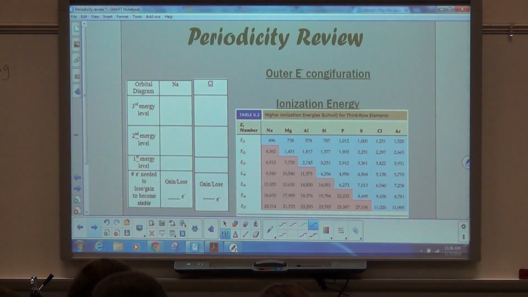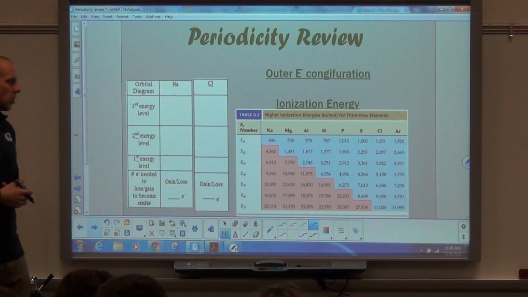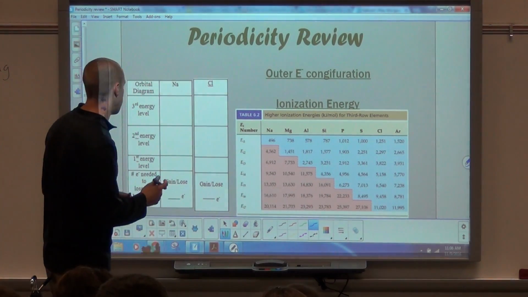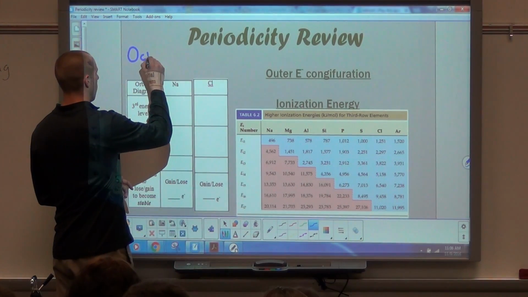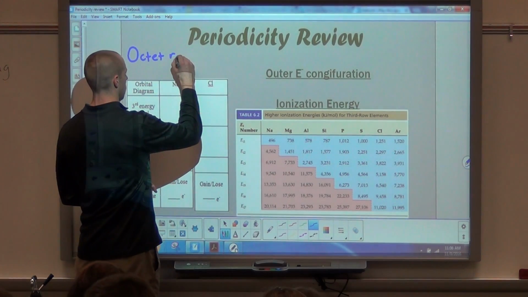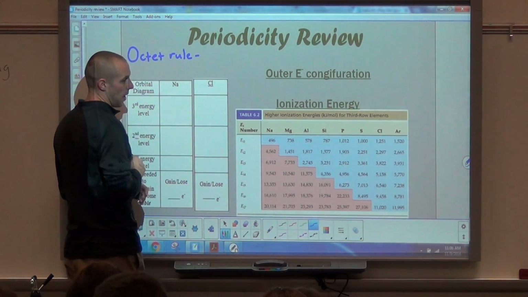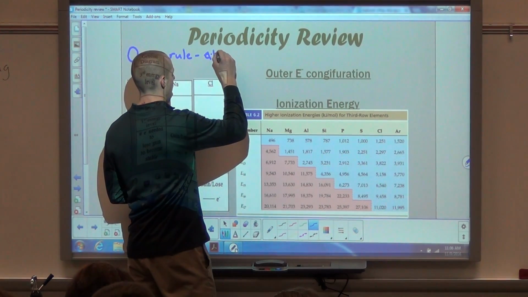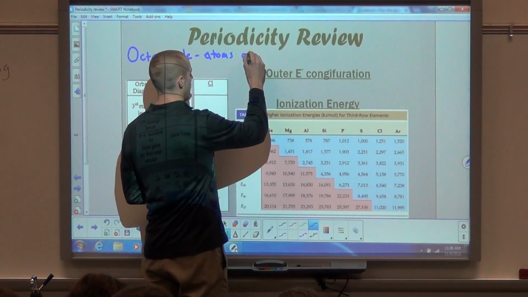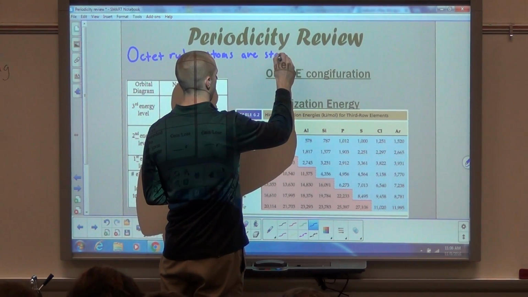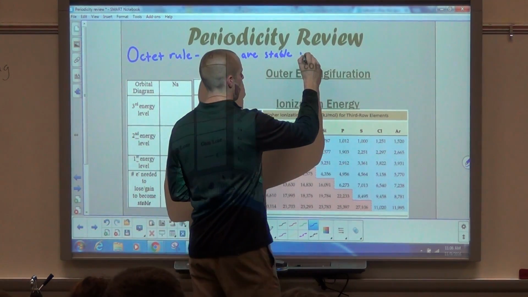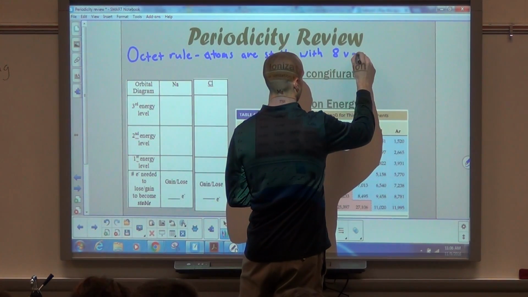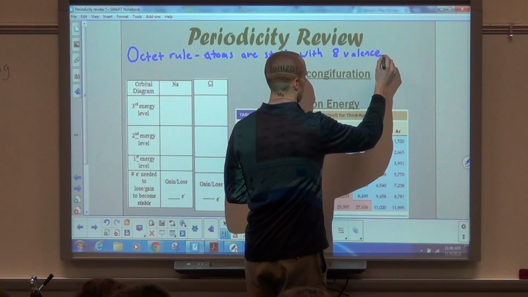You're going to have to tell us if something needs to gain or lose electrons to become stable. So we need to know when an element is stable. And so we have something called the Octet Rule. And all the Octet Rule says is that atoms are stable with 8 valence electrons.